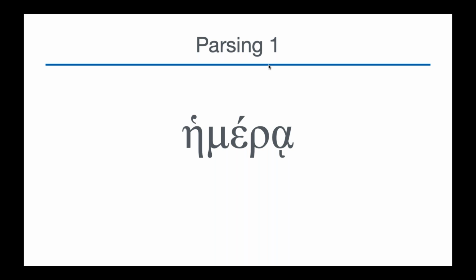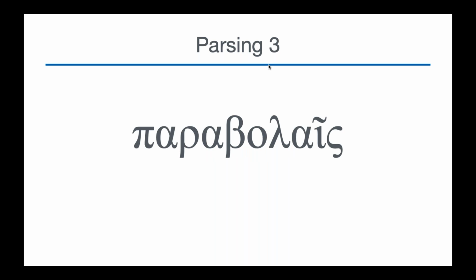Just to review: rough breathing is going to be an H, eta makes an A, mu makes an M, epsilon makes a short E, rho makes an R, alpha makes an A. Hemera, hemera. Okay, that is going to be dative plural, feminine.